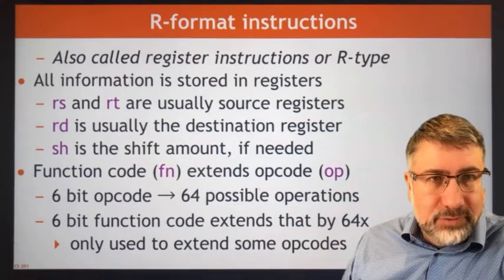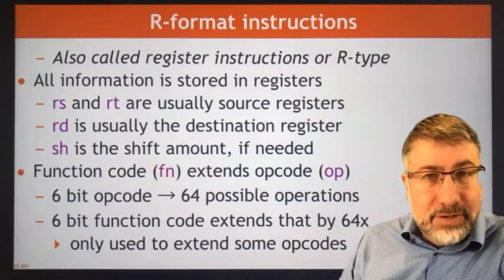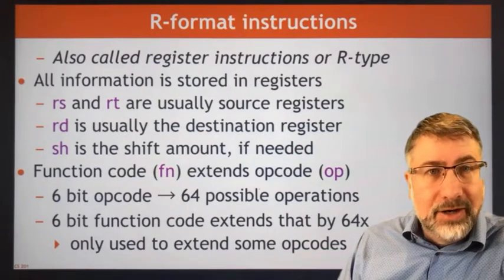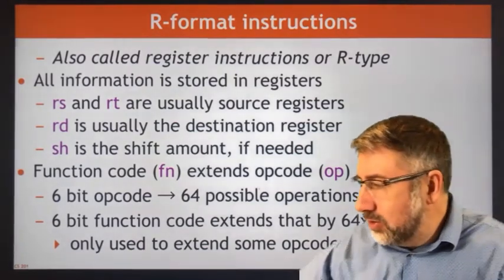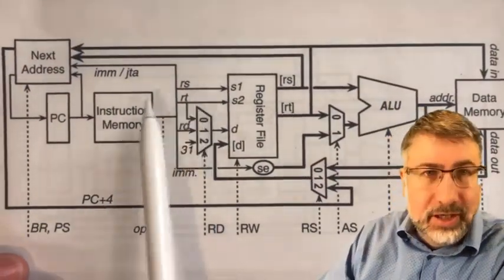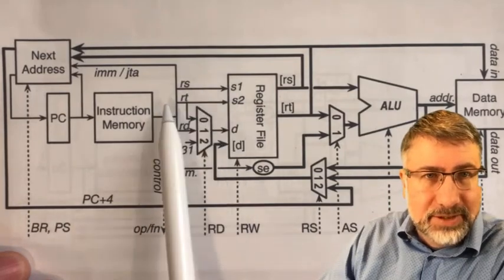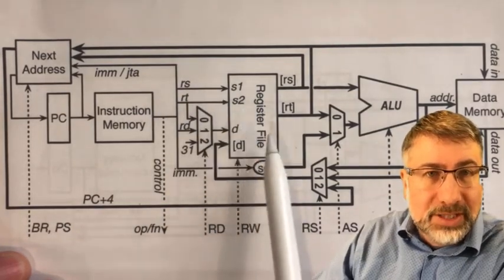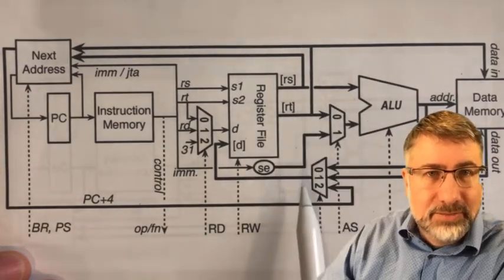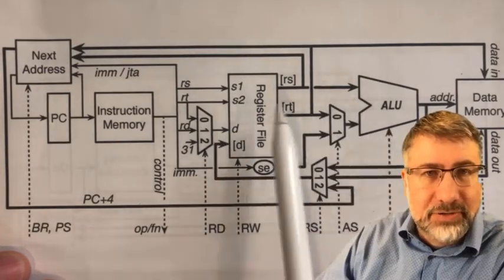We call these register format instructions, and there are 3 registers that we use. RS and RT are our source registers, and RD is the destination register. If we look at the hardware for this machine and remind ourselves of what we're actually doing, RS and RT come from the instruction and are presented to the register file, which then looks up the value that's in RS and RT and presents those to the ALU. We have to make some choices based on these multiplexers, but generally that's what happens.